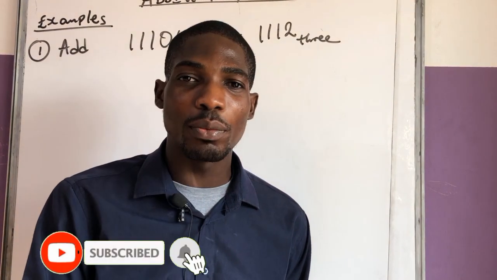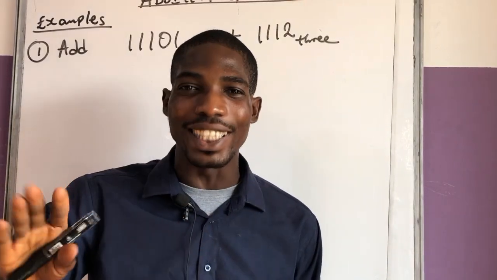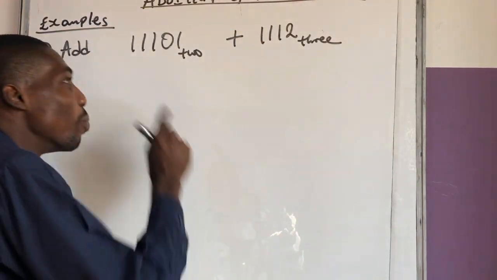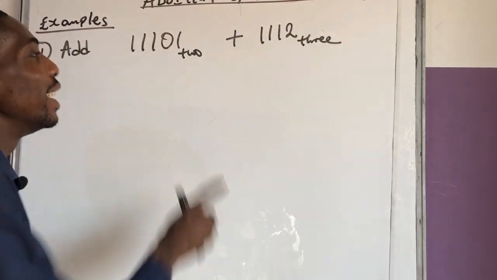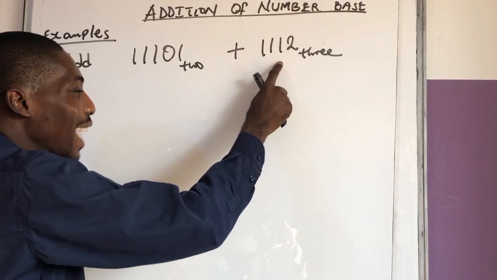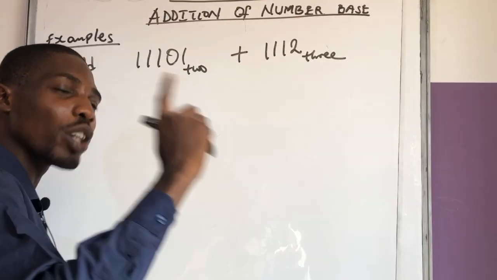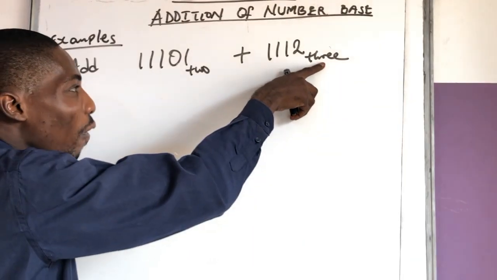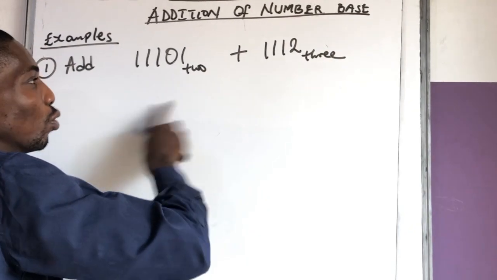It is impossible to add numbers of different bases directly. All you need to do is make sure both of them have the same base. You cannot add this number in base 2 and this number in base 3. You can't add them directly. What you need to do first is to either convert base 3 to base 2 or convert base 2 to base 3.